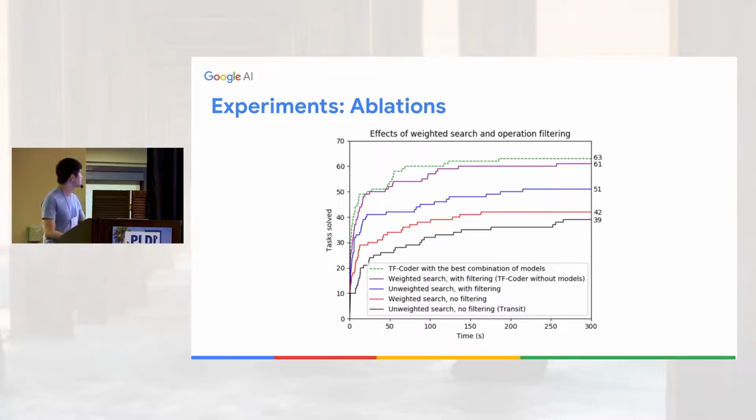Here's an ablation study. The purple line is TF-Coder without the machine learning models. By adding the models, we get to the dashed green line with 2 more tasks solved. On the other hand, if we remove either the operation weights or the operation filtering, then the performance drops significantly.